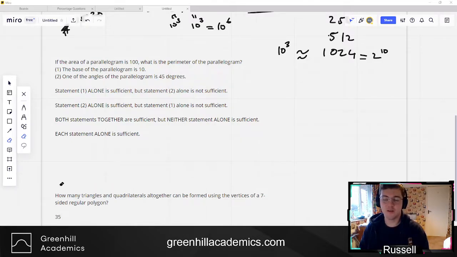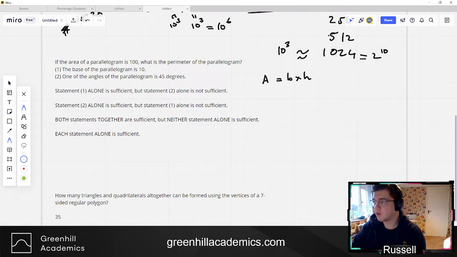Hey, so I'm just going to continue doing the questions from the last video. This question asks us, if the area of a parallelogram is 100, what is the perimeter of the parallelogram? So for this question, we need to know that the area of a parallelogram equals the base times the height.